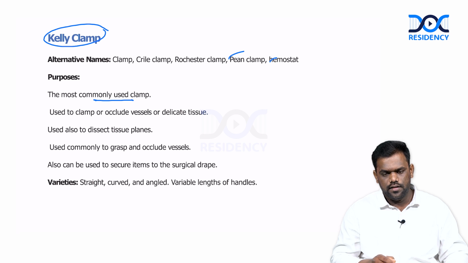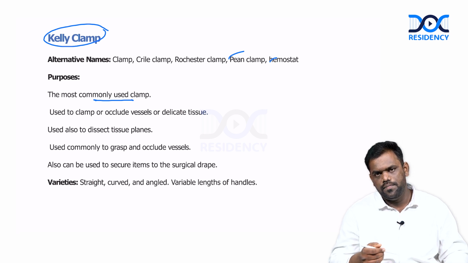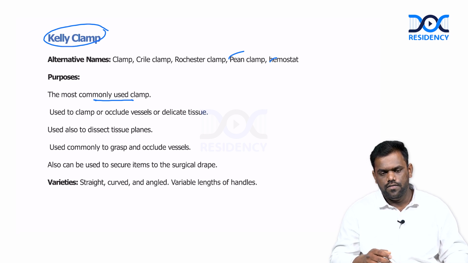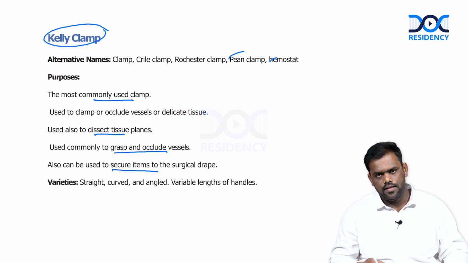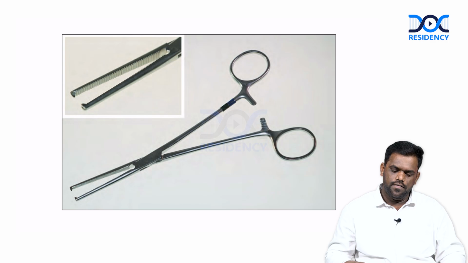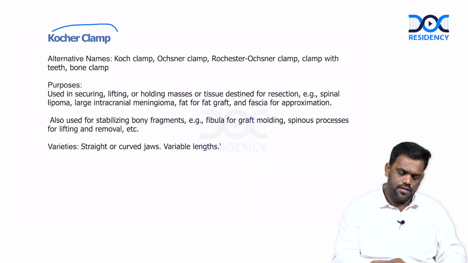The uses are similar to those of the previous clamps. It is used to clamp or occlude vessels or delicate tissues, or to dissect tissue planes, to grab or occlude vessels, and to secure items to the surgical drape. Now identify this instrument. This is your Kocher's clamp.